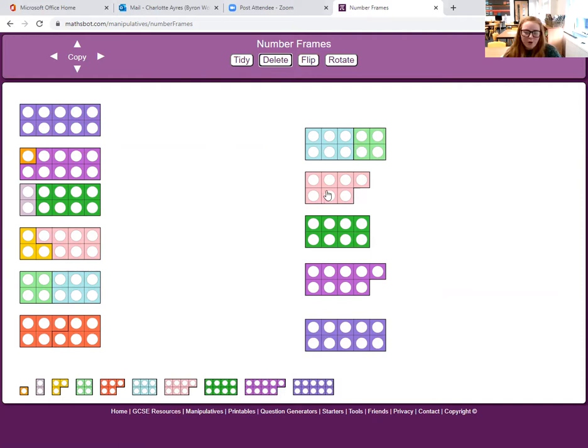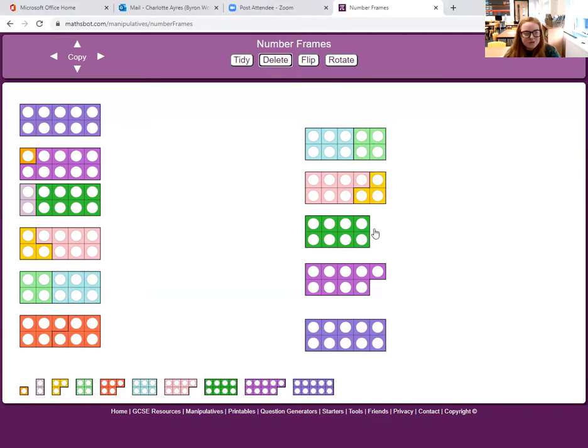Fantastic. Okay. What piece of Numicon is this one? Shout out if you know the answer. It is a 7. So 7 plus how many more equals 10? I can see I've got a 7 piece of Numicon over here. So this is the fact family of this number bond. So 7 over here plus 3 more equals 10. So this means this 7 over here plus 3 more equals 10.